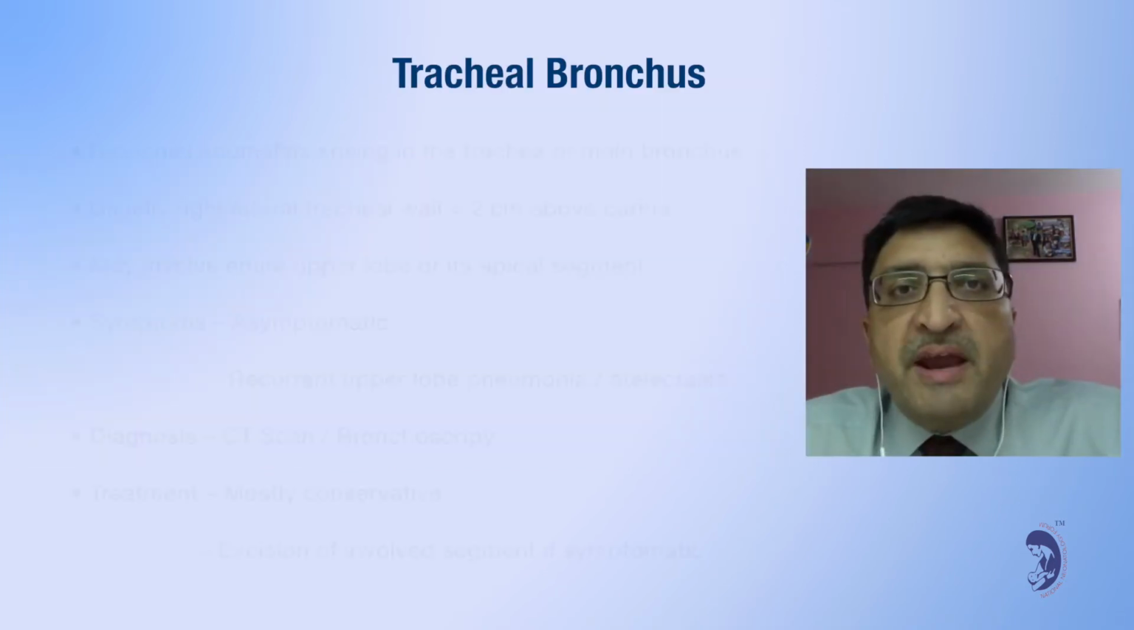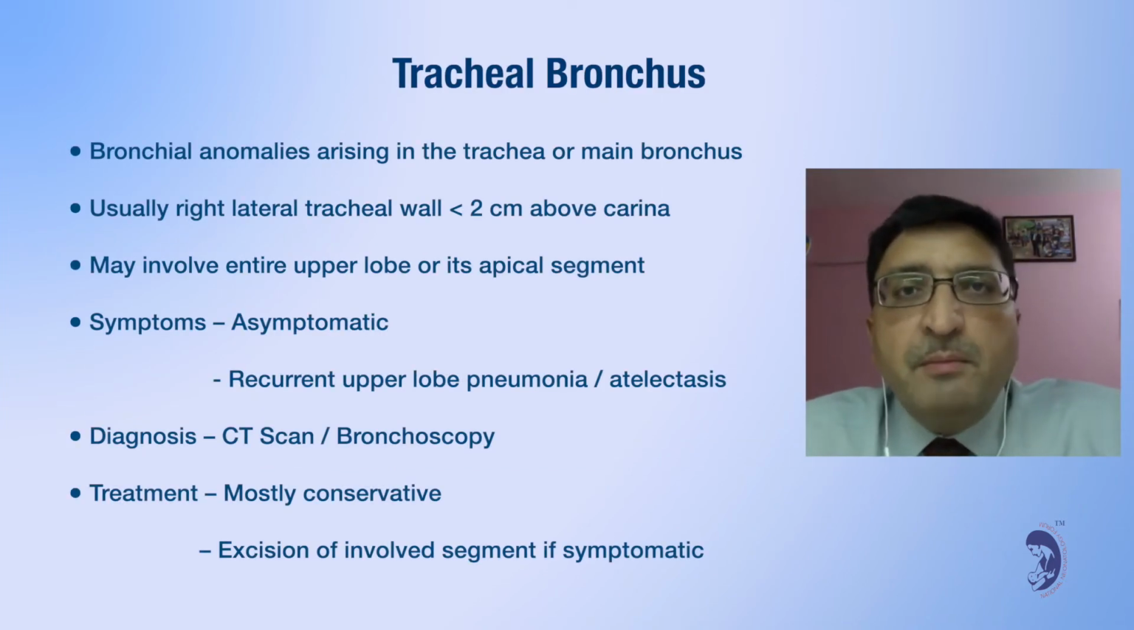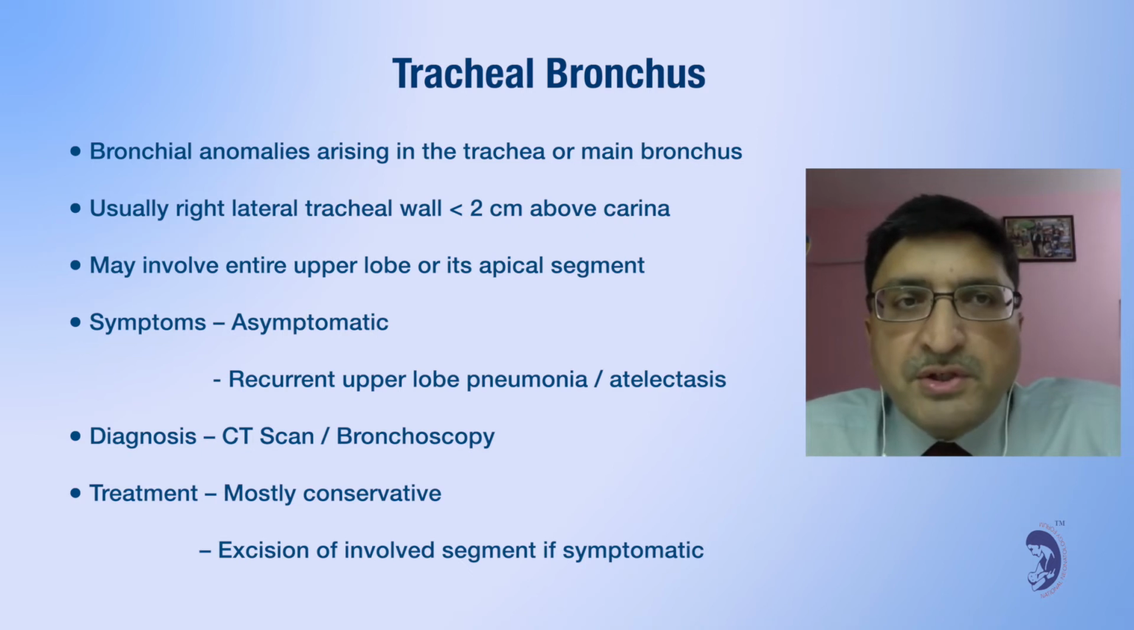So now we come to a rare problem, which is tracheal bronchus. These are bronchial anomalies which arise in the trachea or in the main bronchus. It's usually located on the right lateral tracheal wall, less than 2 centimeters above the carina. It may involve the entire upper lobe or its apical segment. Most of these patients are asymptomatic.